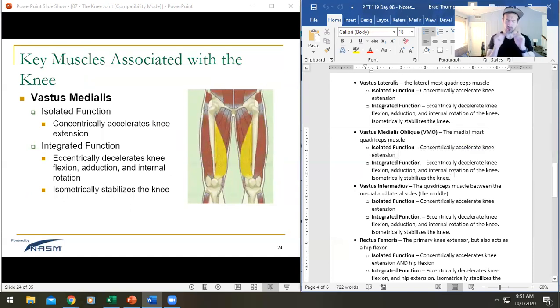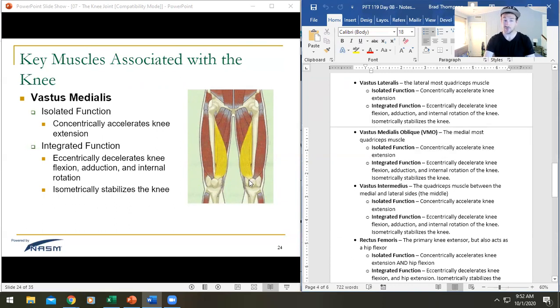Oh, and actually really quick, I forgot to say something. Your vastus medialis is often, and they don't say it in your book, referred to as your VMO because its full name is vastus medialis oblique. And it's called oblique because oblique means off to the side. That's why your obliques are the side abs. So the vastus medialis is sometimes referred to as your VMO. So this muscle right in here. So that's your vastus medialis, and it concentrically accelerates knee extension.